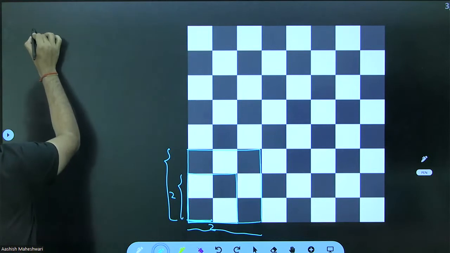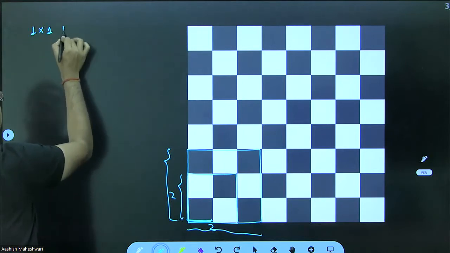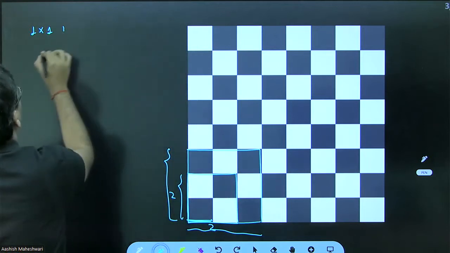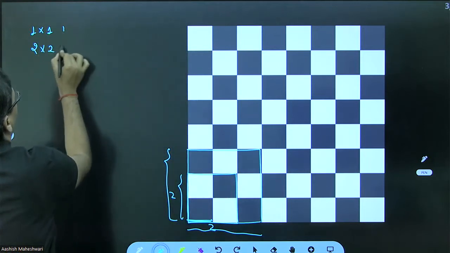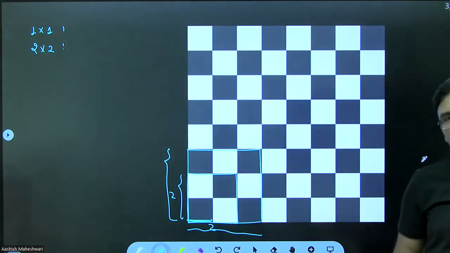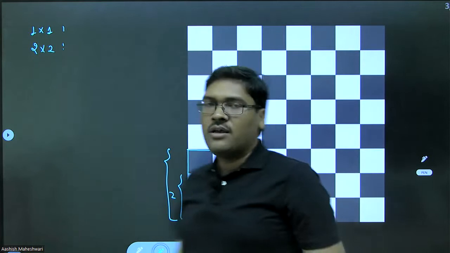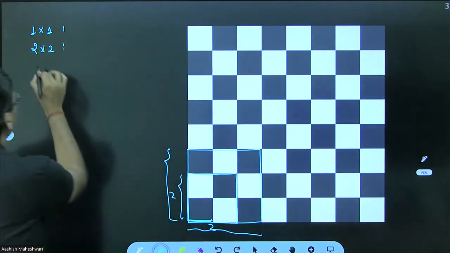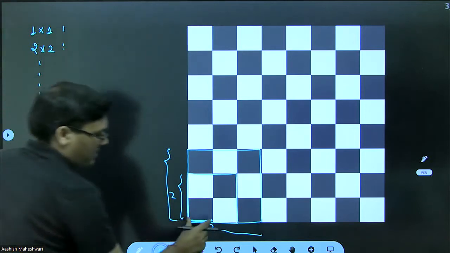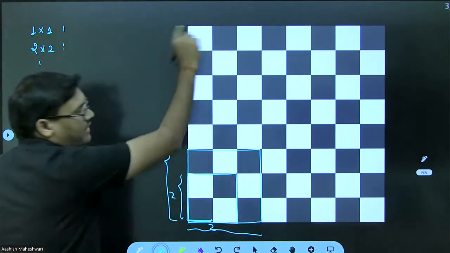For example, how many 1 cross 1 squares are there? How many 2 cross 2 squares are there? What is the meaning of a 2 cross 2 square? That means the side length will be 2 units cross 2 units. Similarly, so on. What can be the maximum side length? You can see I can have 8 cross 8 side length. 8 maximum.